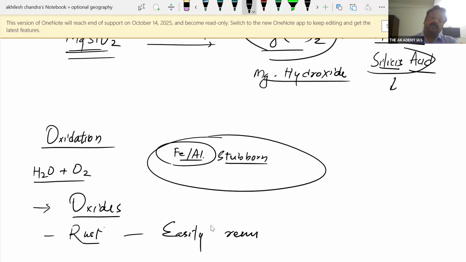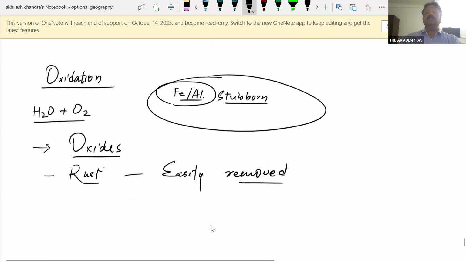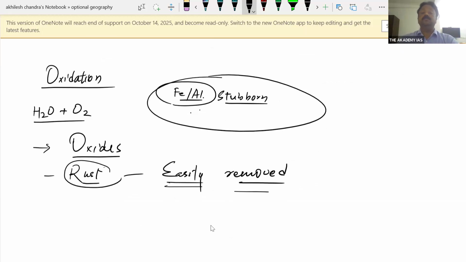Easily removed oxide. So you will find more rusting taking place in the rainy season, more rust taking place on iron. Because of easily removable oxide, which is removed by splash of the water or by wind, slowly and gradually the iron and aluminium bearing minerals get disintegrated, and that will lead to further disintegration. This process is called oxidation.